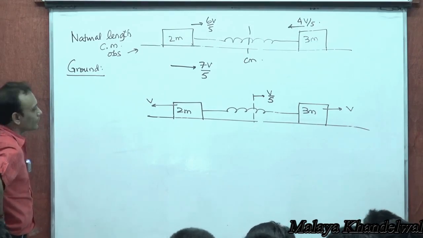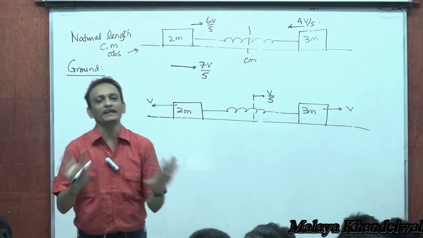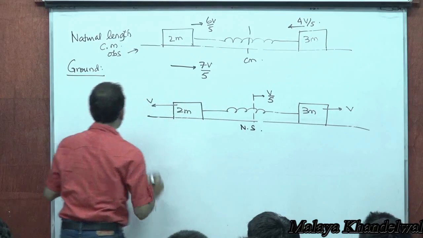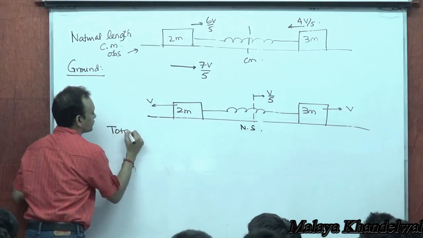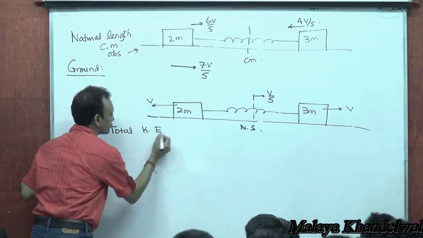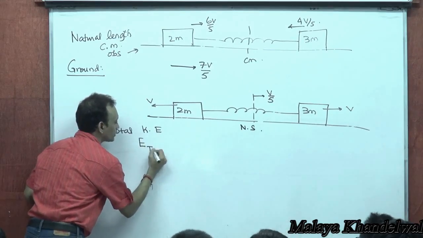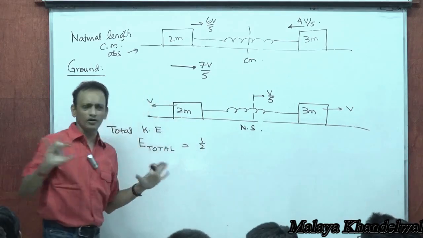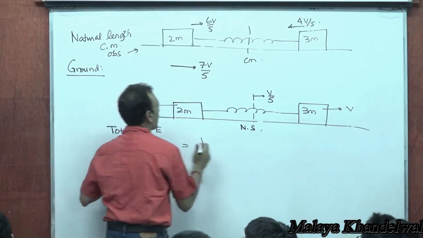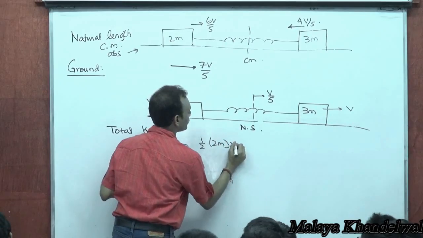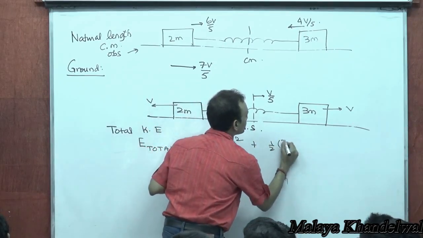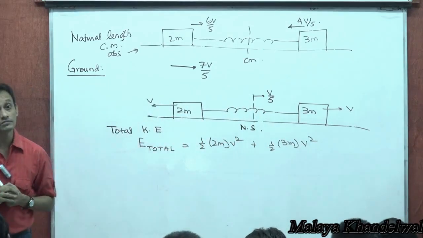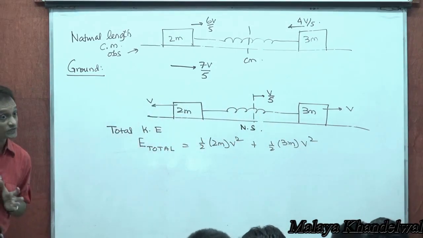Now, in this state, what's the total kinetic energy of the system that we started with? The spring was in its natural state. What was the total kinetic energy of the system? Let me call it E total, in the ground frame. Everything is in the ground frame. Half of 2m into v squared plus half of 3m into v squared. That's the total kinetic energy, the total energy of the system, so to say.